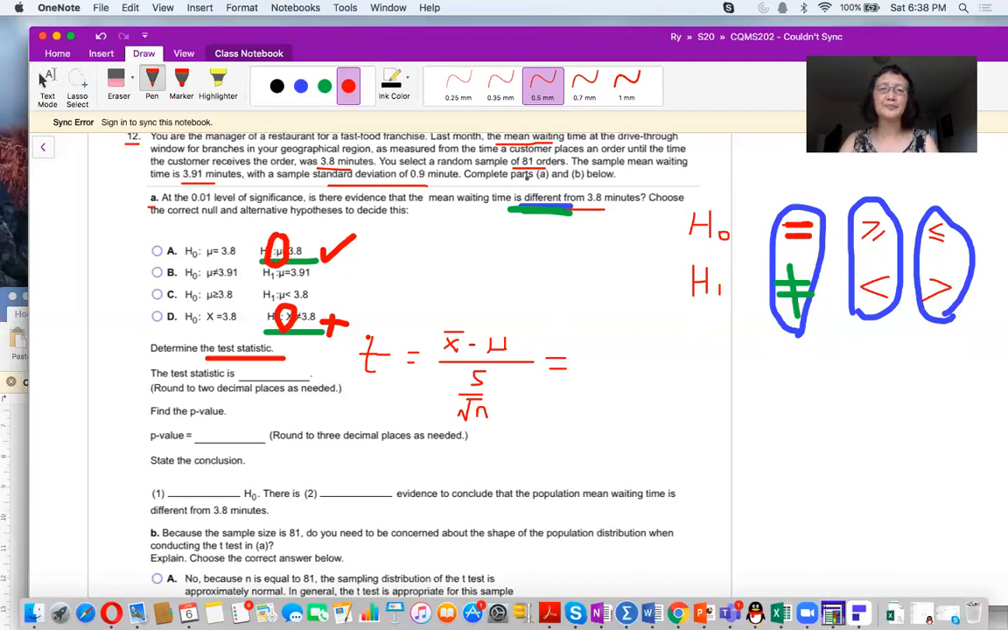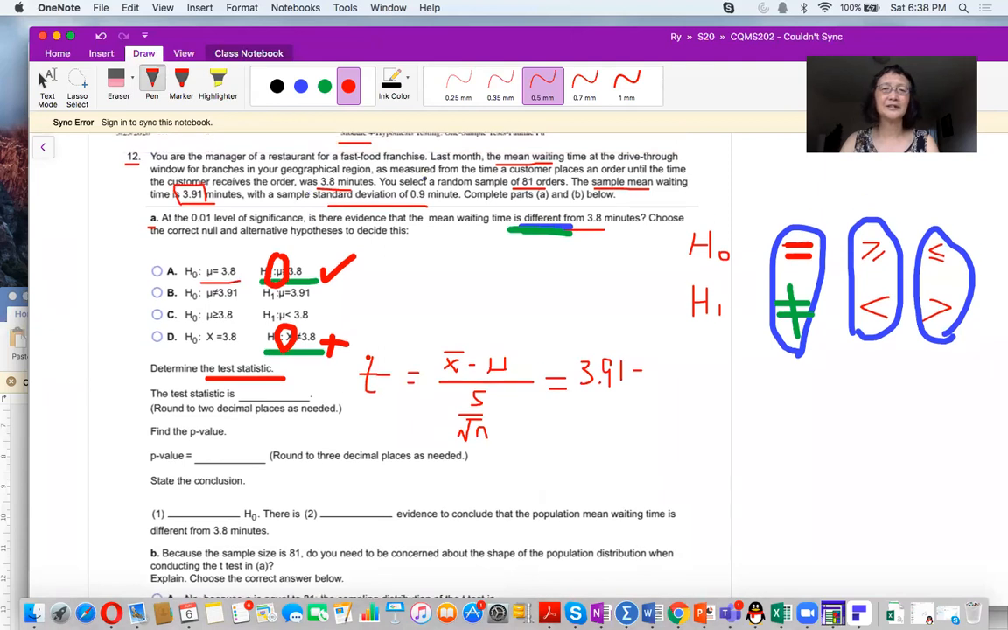Sample mean x bar is 3.91, so x bar equal to 3.91, minus population mean. Population mean, say, mu equal to 3.8. See, this is population mean 3.8. Divided by sample standard deviation, here, 0.9. Over square root of sample size, 81 orders. So sample size is 81, okay?